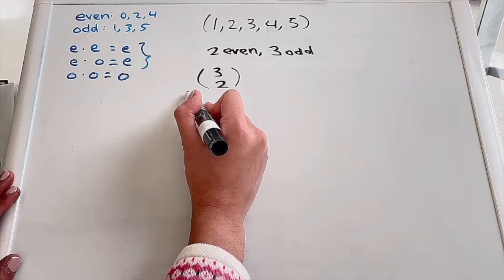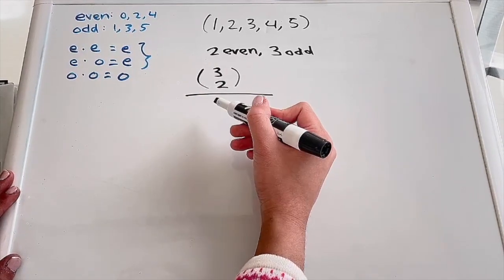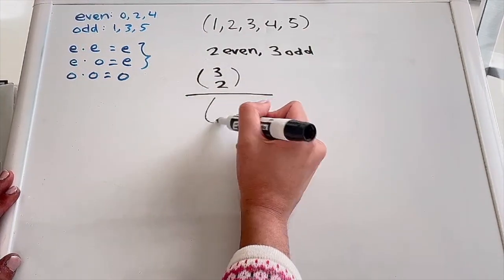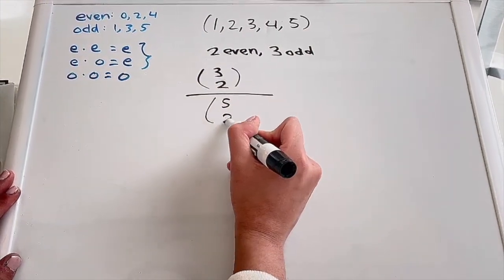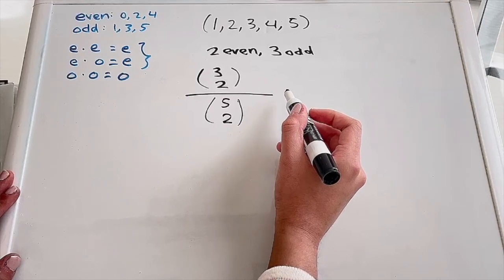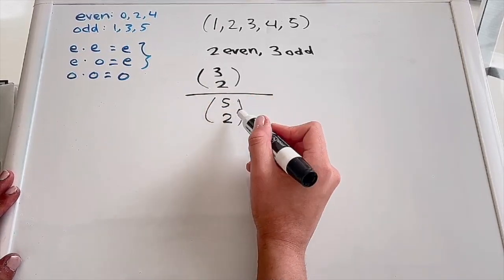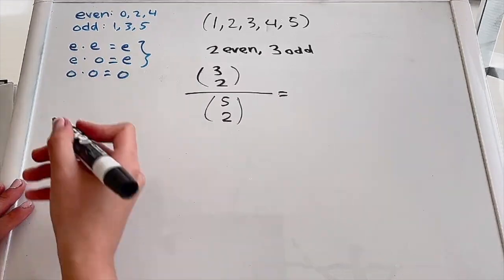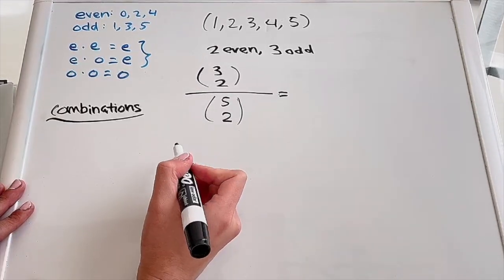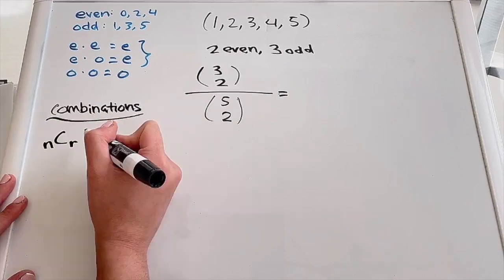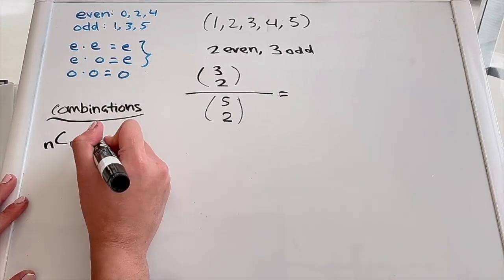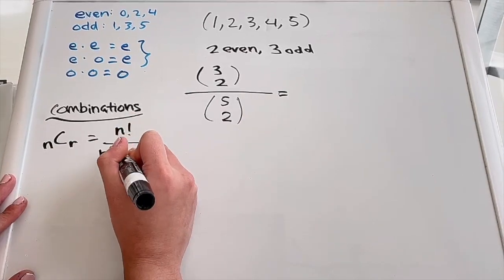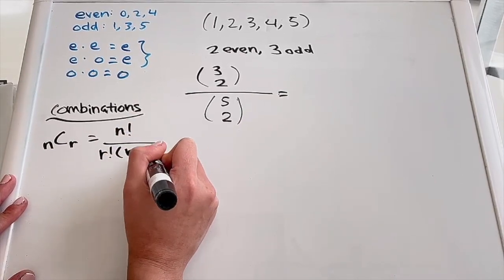Now that we are looking at probability, you divide it over the whole number, which is getting 2 numbers out of this set of 5 numbers. So that would be a total of 5 numbers and you choose 2. So this is equal to 3 choose 2 over 5 choose 2. Now, how do you get 3 choose 2? For combinations, if you choose r from n, the formula is n factorial over r factorial times n minus r factorial.